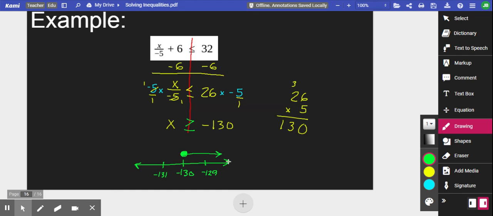So again, hopefully this helps you gain some perspective on how to solve our inequalities. The big reminder is solve it like an equation. The only time we're going to have a little change is when we divide by a negative or multiply by a negative, our sign changes direction.